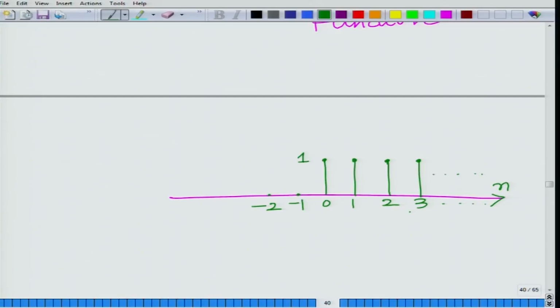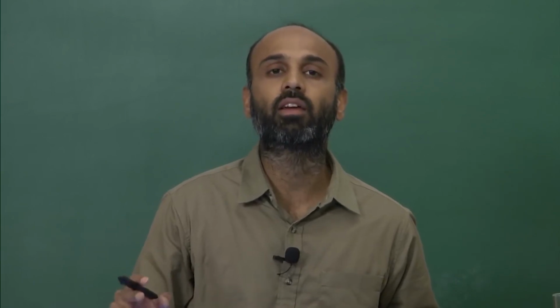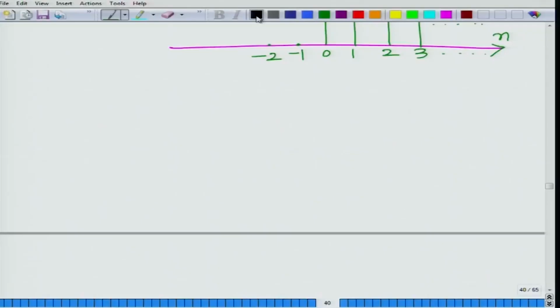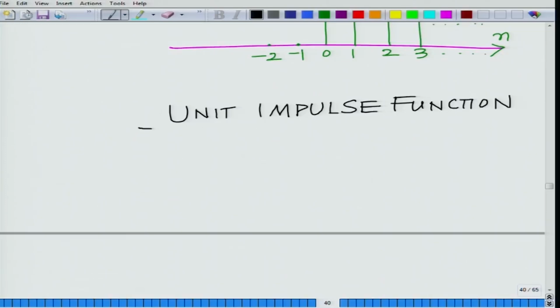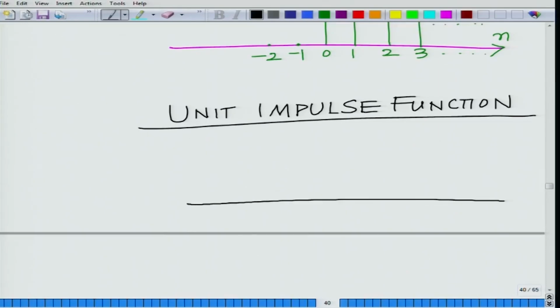And similarly, we have the unit impulse function, delta n, which is 1 if n equals 0 and 0 otherwise. So, we have the unit impulse function, similar to the impulse function for continuous time. We have the unit impulse function or the unit impulse signal, which is basically the following thing.